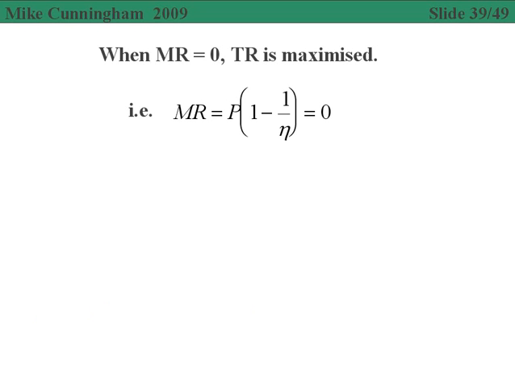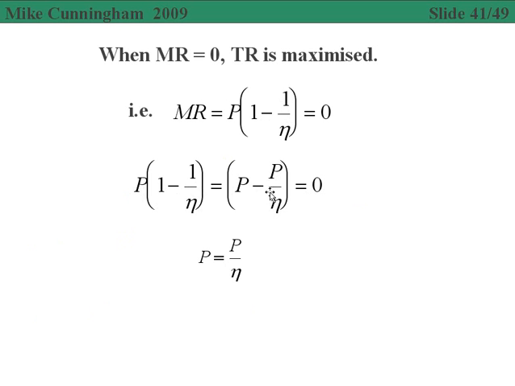Now let's see what the value of elasticity will be when total revenue is maximized. Because we know marginal revenue is equal to 0 when total revenue is maximized, if we set this expression equal to 0, we should be able to work out the elasticity figure. That's the only one we don't know. Multiply the p's inwards, so we get p minus p over eta is equal to 0. Simple multiplication.